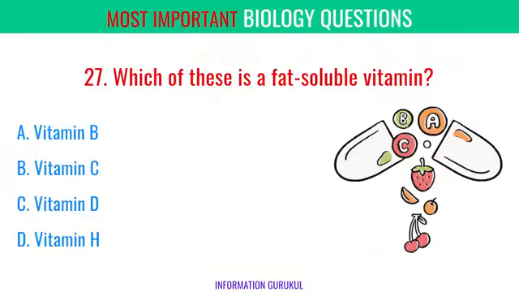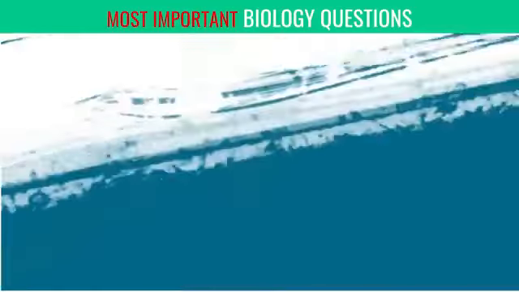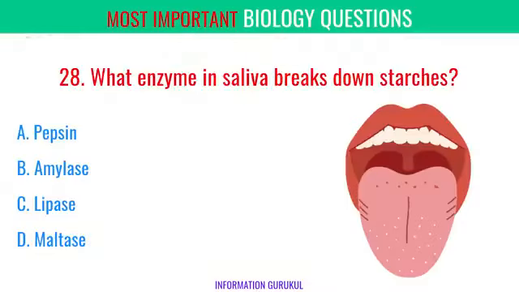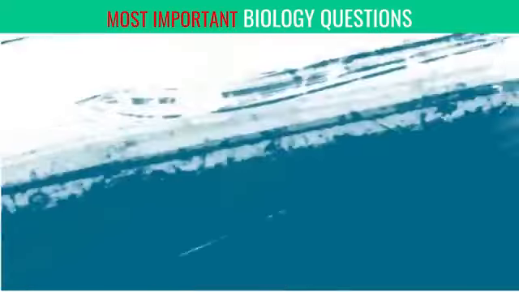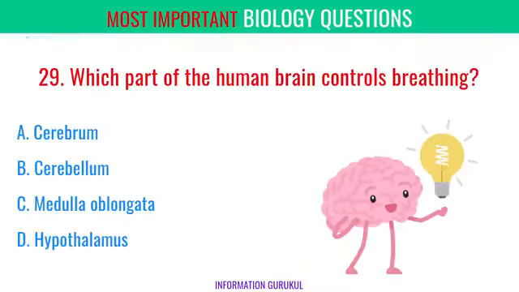Which of these is a fat-soluble vitamin? Vitamin D. What enzyme in saliva breaks down starches? Amylase. Which part of the human brain controls breathing? Medulla oblongata.